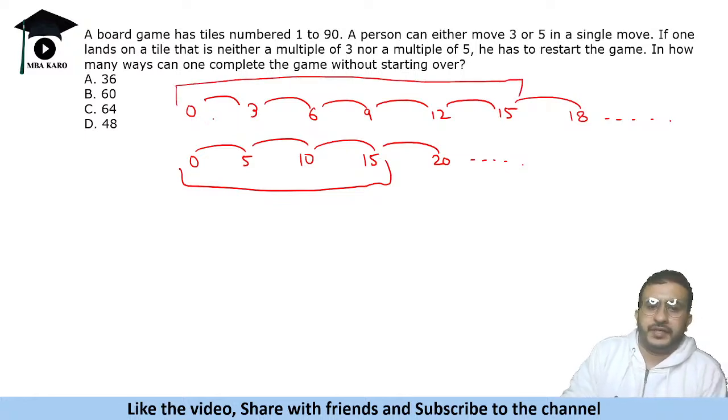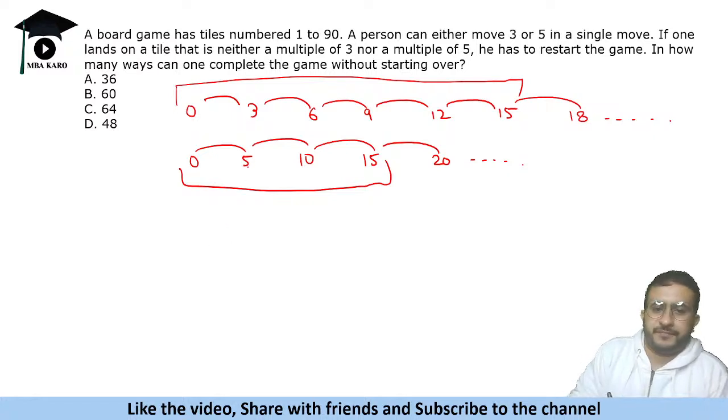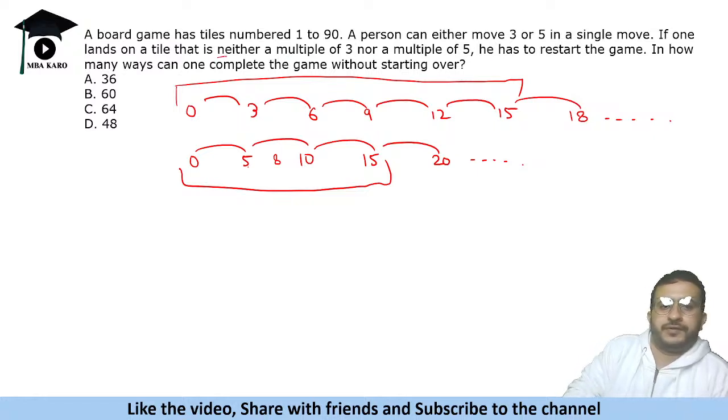Now 0 to 15, if you go, let us say you have gone 5, so you cannot go to 8. Although you can take a move 3 or 5 in a single move, you cannot move to 8 because it is not a multiple of 3 or 5. It is not a multiple.